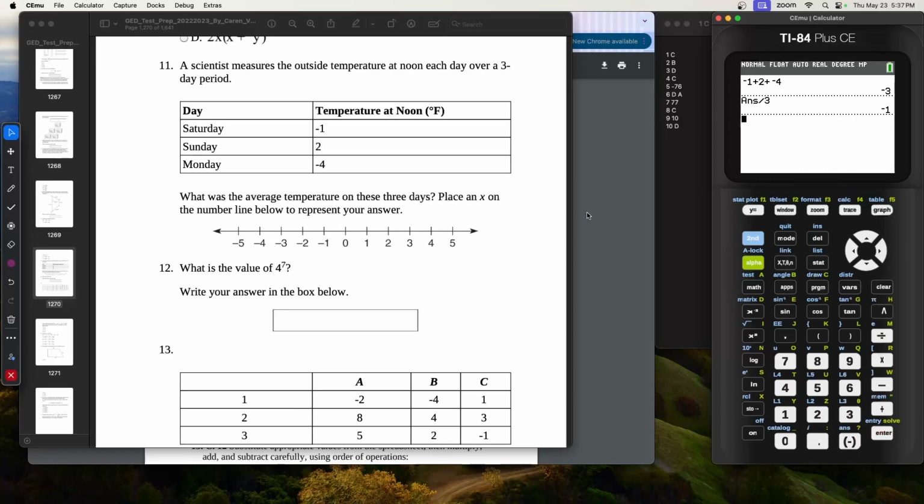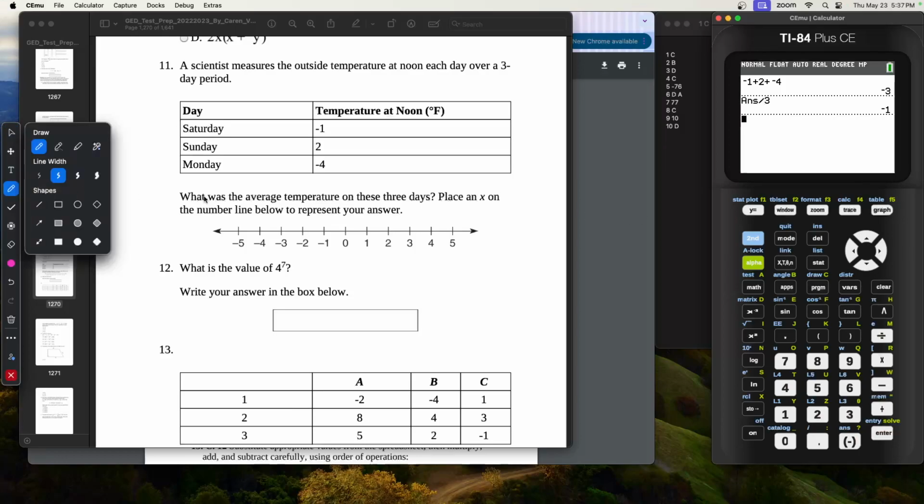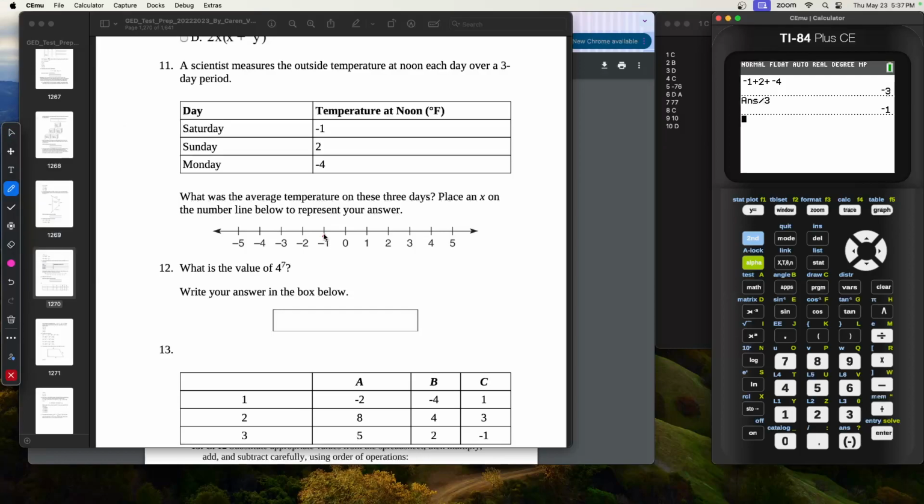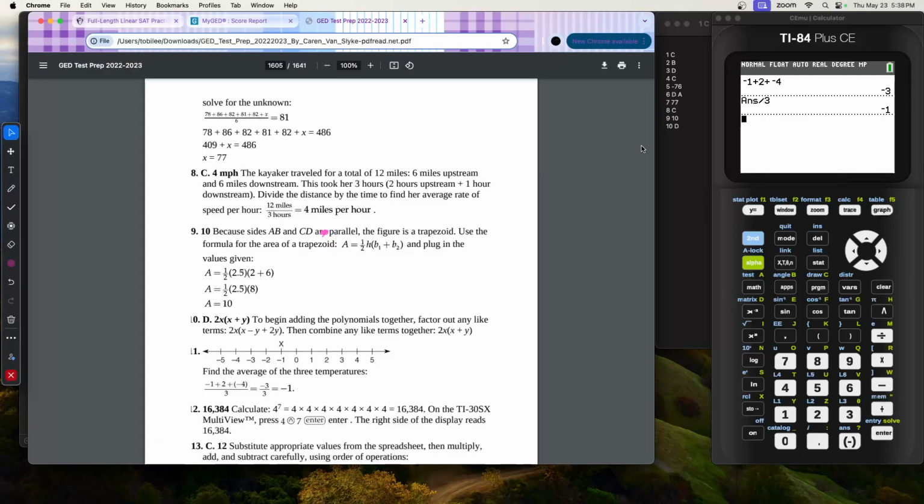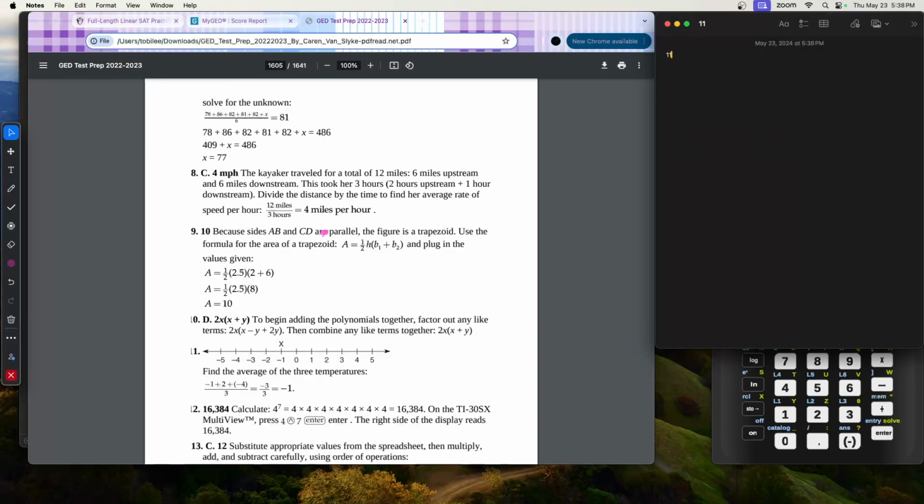Very nice. And hopefully you guys would have no issue placing it on the number line, right? Just put it right there at -1. Good. I like it. Definitely -1. Here you add up the numbers, and you divide by the number of numbers. Here we have 3 numbers.